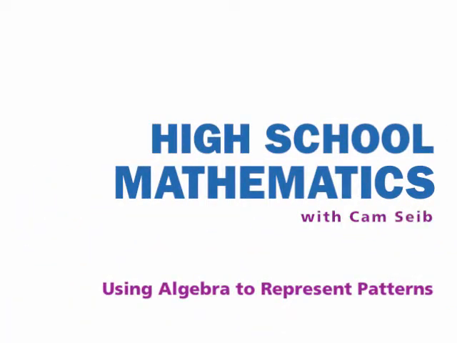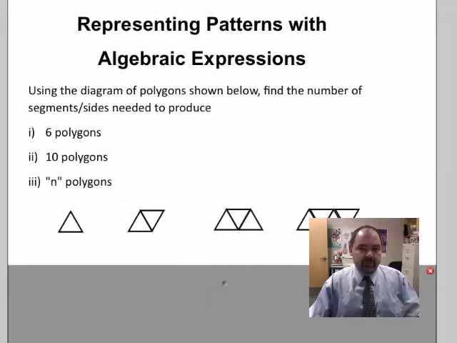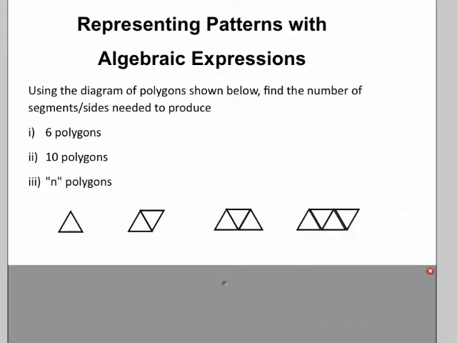One of the prime purposes of algebra is to represent patterns in a nice, concise, simple way without a lot of words. Here's an example of what I mean. We have a set of diagrams here made up of triangles. Diagram 1 is made up of one triangle, diagram 2 of two triangles, and so on.